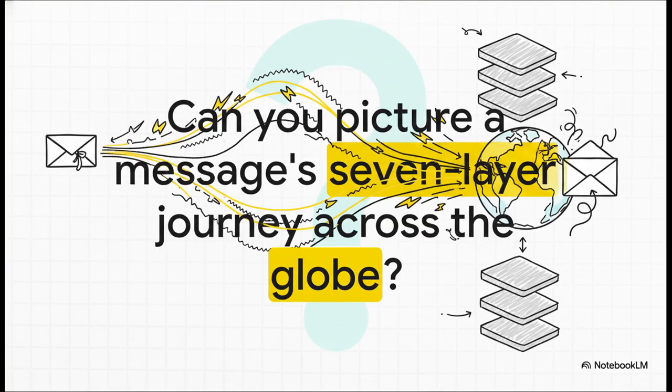So, the next time you tap send, just take a second. Try to picture that little message being wrapped, addressed, converted into flashes of light or electricity, shot across the world, and then perfectly unwrapped in a fraction of a second. It's this invisible, 7-layer dance that happens billions of times a day, all thanks to this incredible, elegant blueprint.